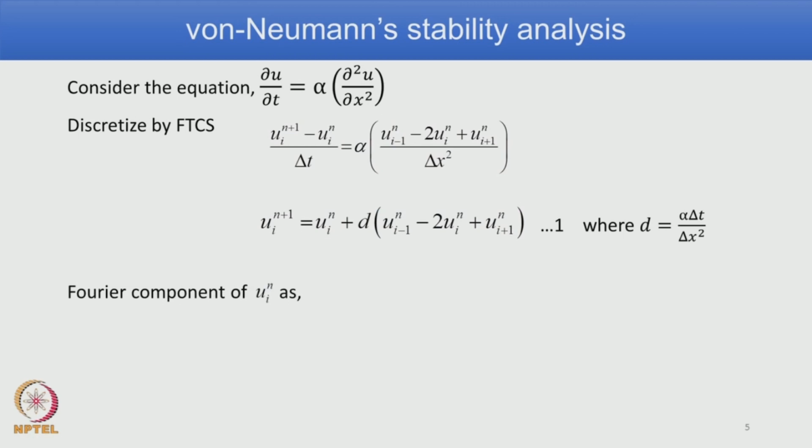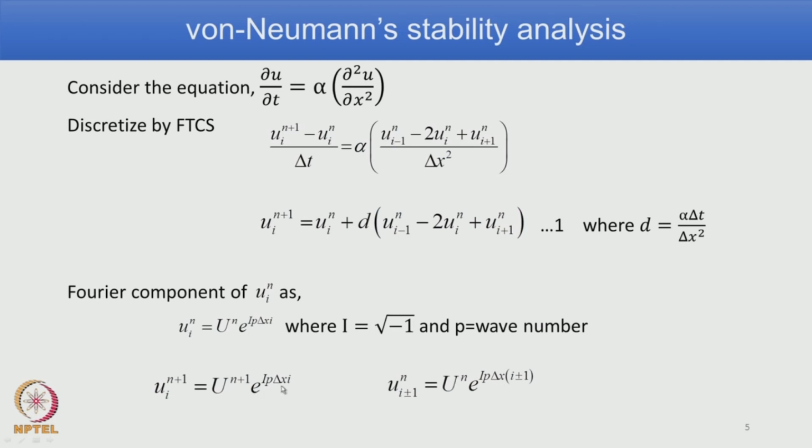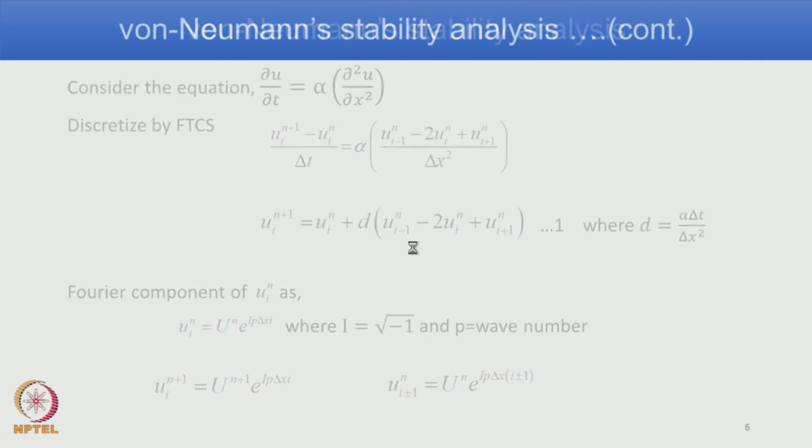Now, we try to express all this in terms of Fourier components. For example, u of i, n as capital U_n exponential i p delta x i, where i is an imaginary number, square root of minus 1, and p is a wave number, and this is its component, and you get an expression for each of these terms. u of i, n plus 1 is written here, u of i plus or minus 1, n is also given here. Now, we substitute these into this expression, and let us see how to do it.